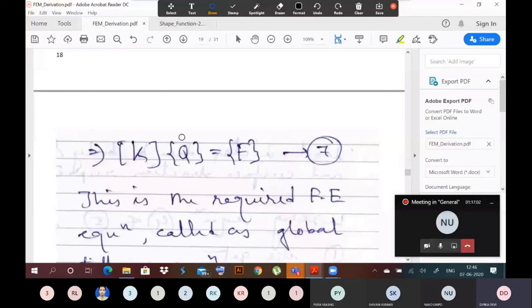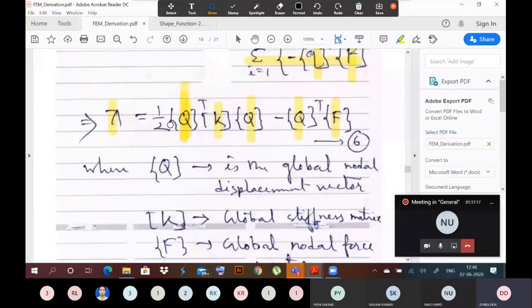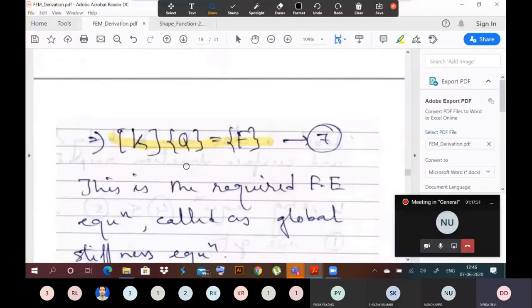Then from the expression Q transpose F, if we differentiate it with respect to Q, the Q term will go and we will have only F, and equate to 0. Del pi by del Q must be equal to 0. So that will give you KQ minus F is equal to 0. KQ minus F is equal to 0 means KQ is equal to F. So this is our global stiffness equation. Where K will be equal to the summation of K^e.